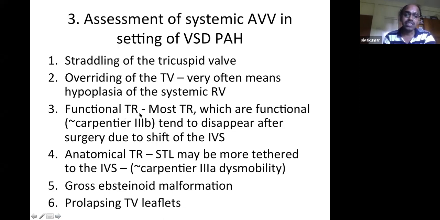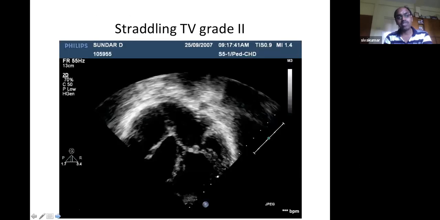What is functional tricuspid regurgitation? This is due to dilatation of the right ventricle, which is causing a tethering of the tricuspid valve leaflets due to the chordae being held by the dilated right ventricle. There can be anatomical tricuspid regurgitation caused by true septal tricuspid leaflet tethering to the interventricular septum, where this is not due to right ventricular dilatation. So this is more like rheumatic mitral stenosis, where there is a shortened tricuspid leaflet chordae, which is holding it on to the interventricular septum. There can be gross epsteinoid malformations or prolapsing leaflets.